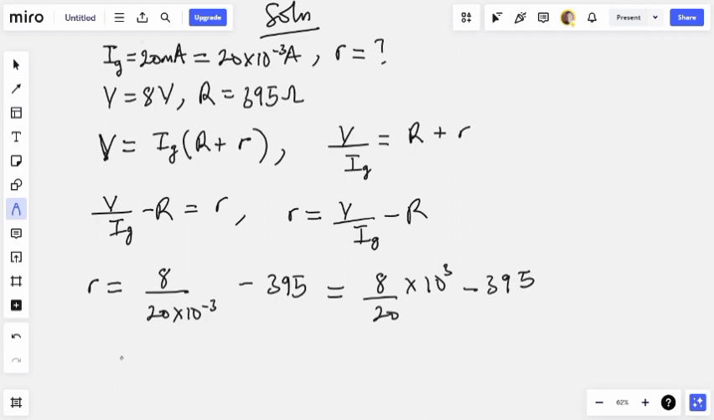So the 0 from the bottom will cancel one of the zeros on top, leaving two zeros, and the 2 will cancel into the 8 to become 4. Four times 100, since 10 raised to the power of 2 is 100, gives you 400, minus 395. When you subtract, you get 5 ohms. So the value of the internal resistance of the galvanometer is 5 ohms. Thank you.